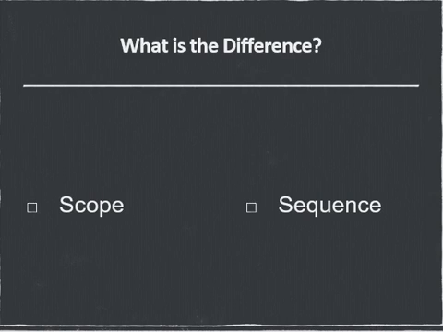What is the difference between scope and sequence? Scope is a particular focus of the curriculum at a given point in time. That is how much of a large content area will be taught. Sequence is the order in which the knowledge and skills will be taught.